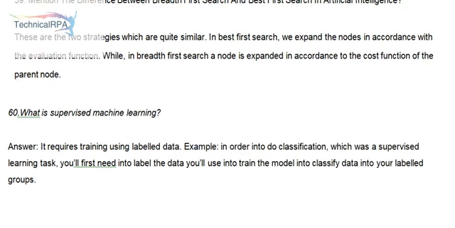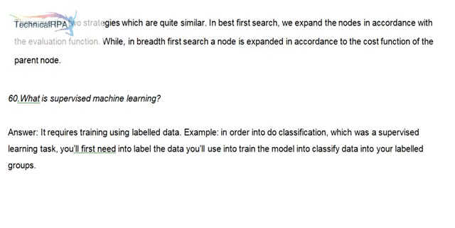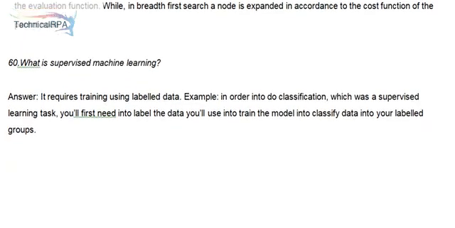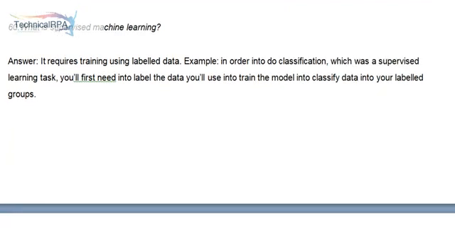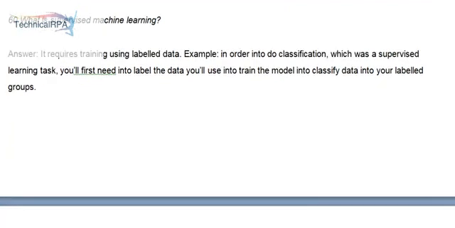60. What is supervised machine learning? Answer: it requires training using labeled data. Example: in order to do classification, which is a supervised learning task, you'll first need to label the data you'll use to train the model to classify data into your labeled groups.